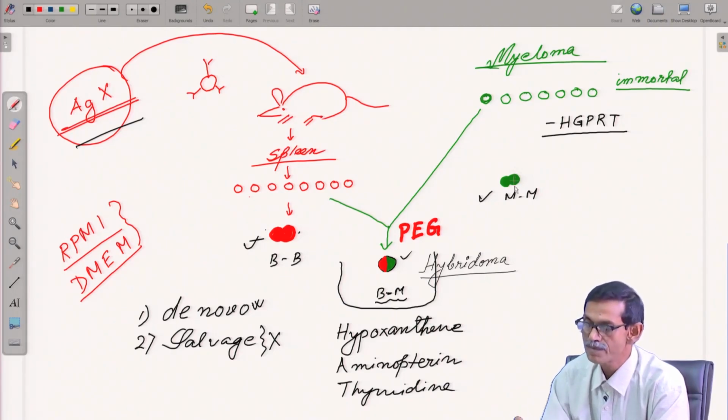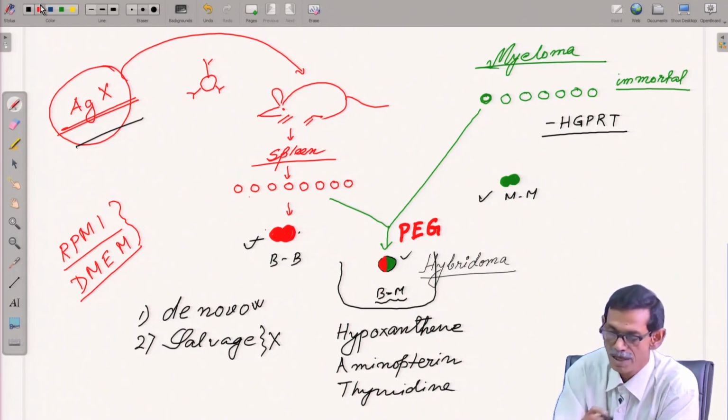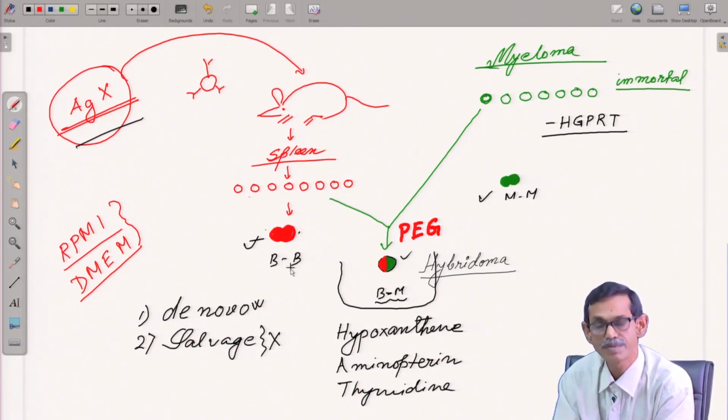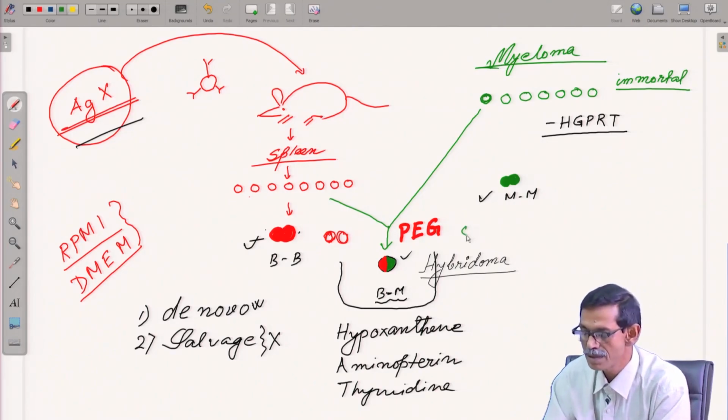So, for the myeloma cell or the myeloma fused cell, some myeloma cells will also be there. So, in this mixture there will be 5 types of cells. What are these 5 types of cells? One is B-myeloma fused, B-B fused, some unfused cells of B type and some unfused cells of the myeloma cell type. Okay, so 5 types of cells.